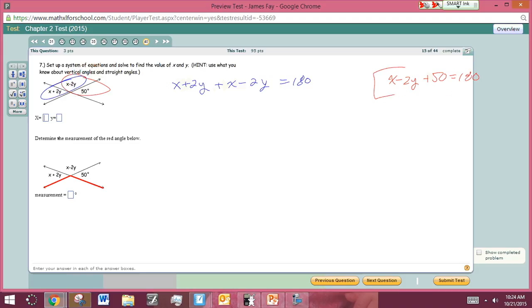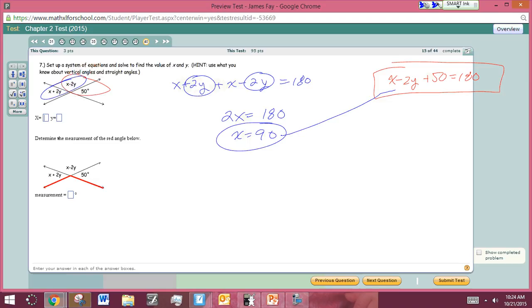Now, if this was the first equation I came up with, there's two variables, that would have been an issue. But if I look here, I still have two variables, but that 2y and that negative 2y cancel each other out. I get 2x is equal to 180. X then ends up being 90. Now, if x is 90, I should be able to come over here and plug in 90 minus 2y plus 50 equals 180, and now I can solve for y.